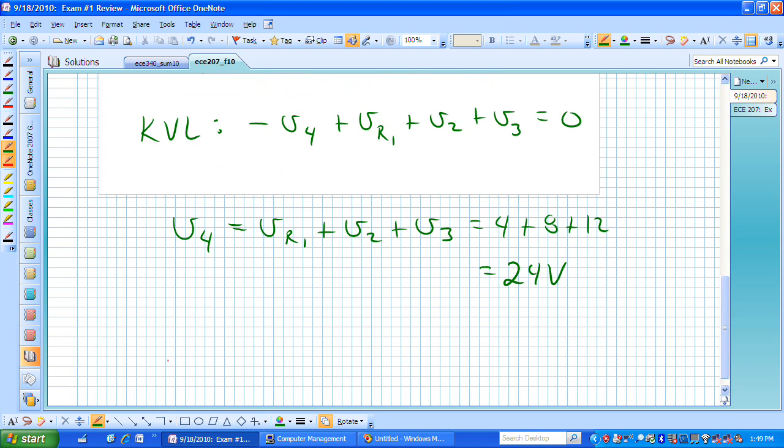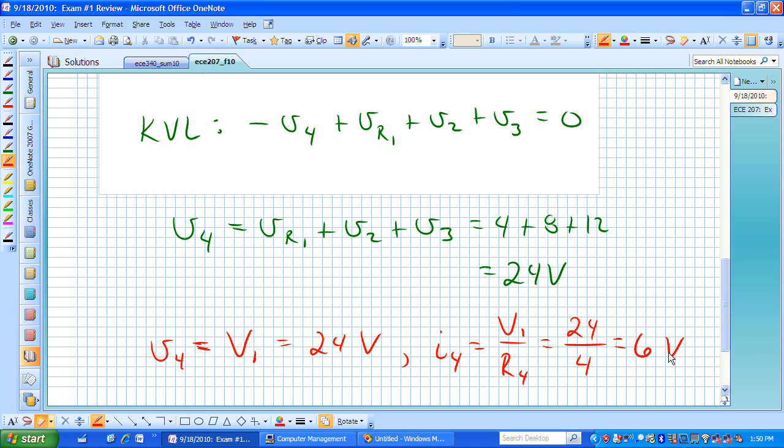And V sub 4 is just that one quantity that we said, if we knew that at the beginning, we could solve for everything. Now we know what V1 is. That's 24 volts. From Ohm's law, we know what I sub 4 is. That's V1 over R sub 4, or 24 divided by 4, since R sub 4 was 4, and consequently, I sub 4 is 6 amps.